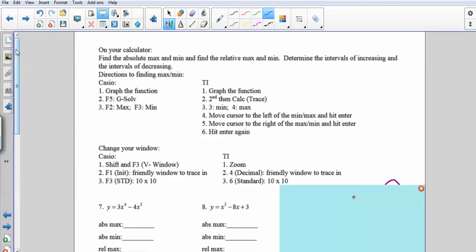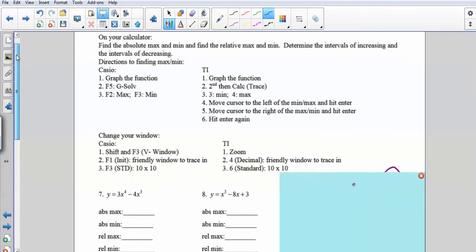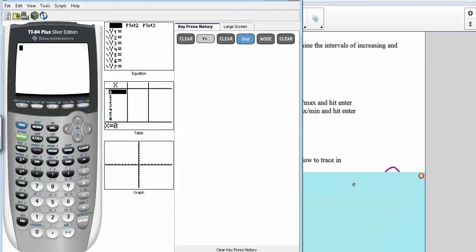So we're going to do the same thing that we did on the first page, but now these functions don't have graphs, so we're going to graph them on our calculator. You will see on this page that there are directions for graphing on the Casio and on the TI, but none of this is new. This is the same graphing that you did in Algebra 2. Okay, so I'm going to move my calculator over so that I can see.